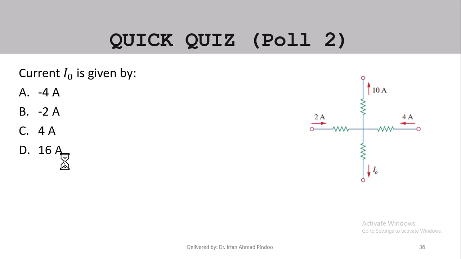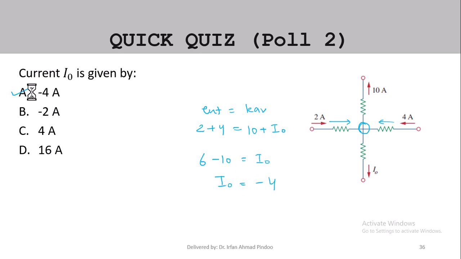Similarly, suppose we are given this question, we have to find I naught. So again we have to select this node, then we will say entering currents is equal to leaving currents. What are entering currents? Those that hit the junction, like this 2 and this 4. And what are leaving currents? Those that are moving away. So they are 10 and I naught. So it is 6 minus 10. So I naught value is minus 4. So the answer is A.